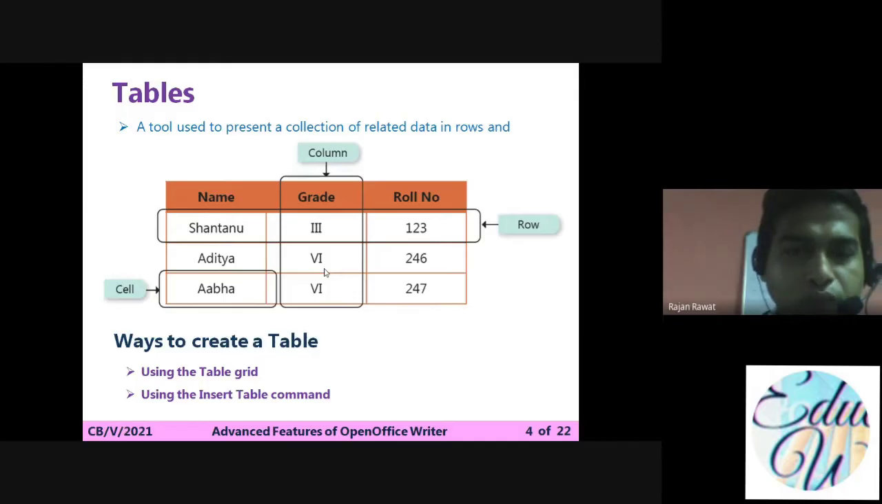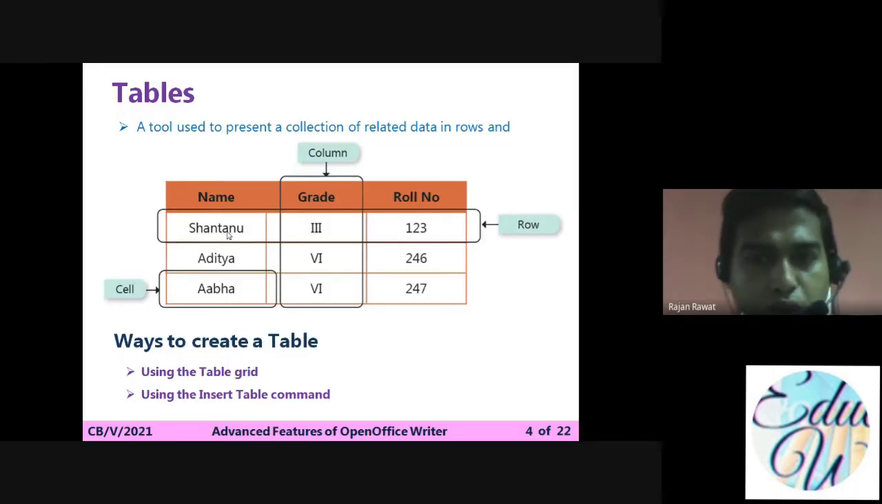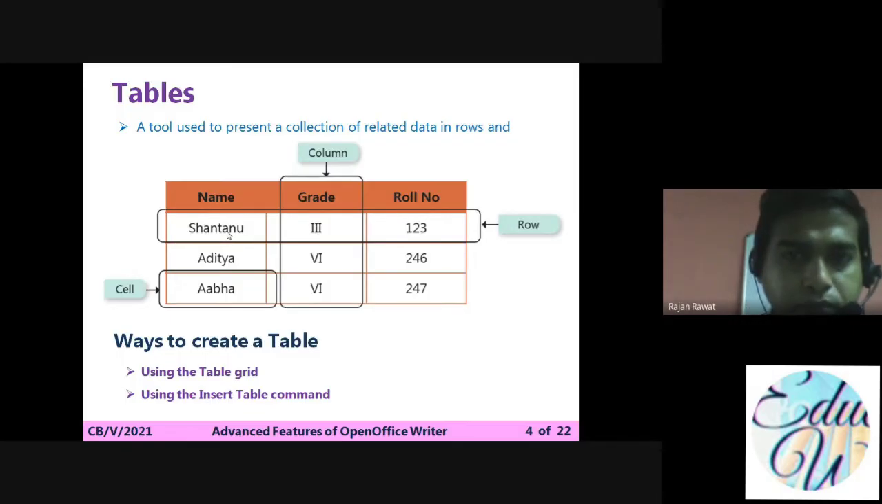So I hope, friends, you have understood this concept of row and column. Once again, I am repeating, the horizontal line is called a row, whereas the vertical line is called a column. And if I talk about a single box, then it is called a cell.